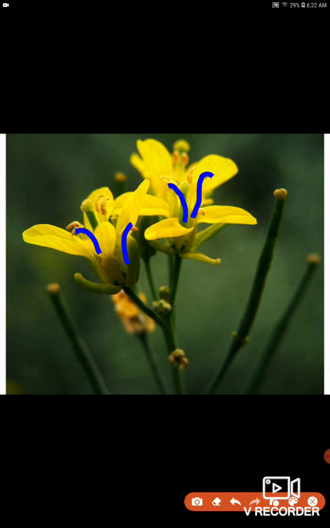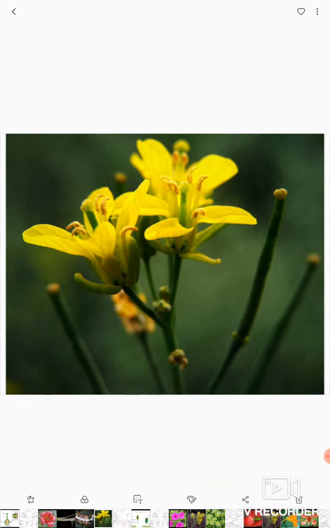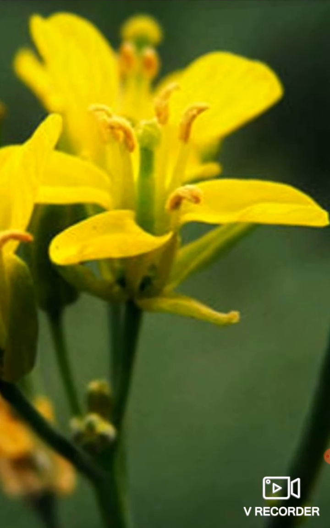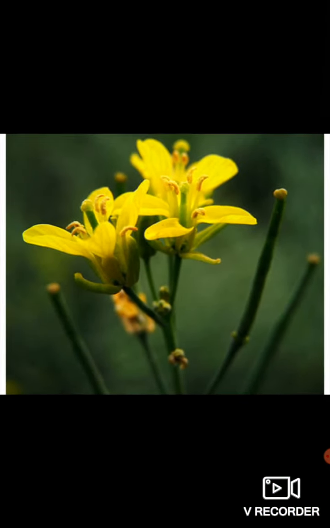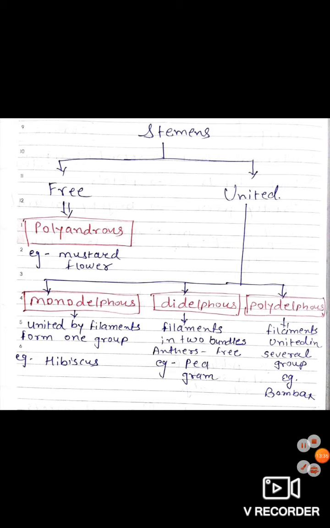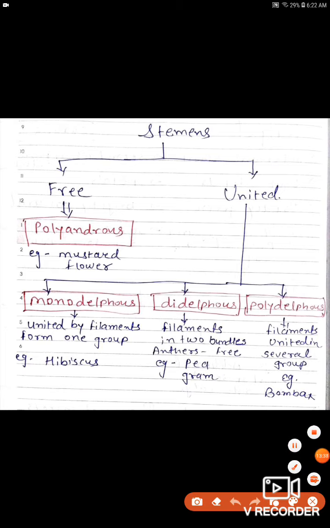androecium. See, the anthers are free to each other. The filaments are here and this is the anther. Another filament is here, this is the anther. They are totally free to each other. So that's why it is called polyandrous.